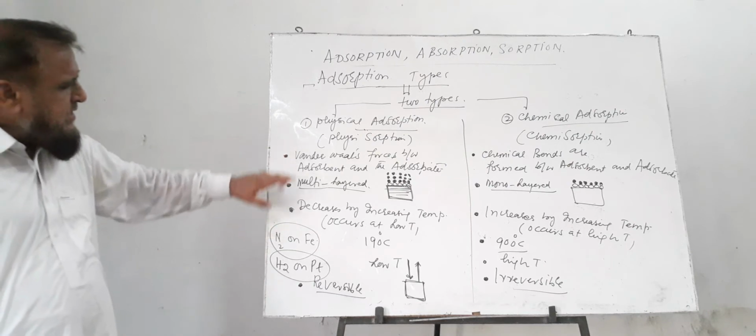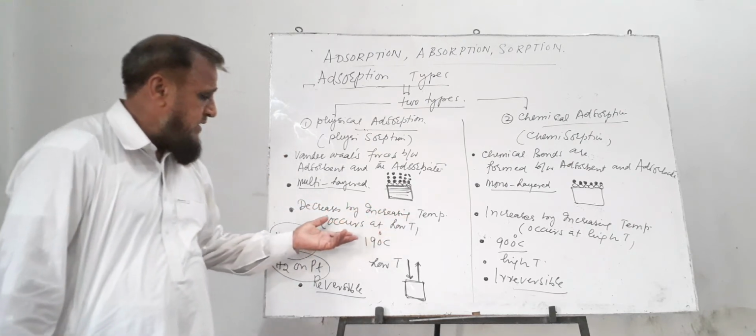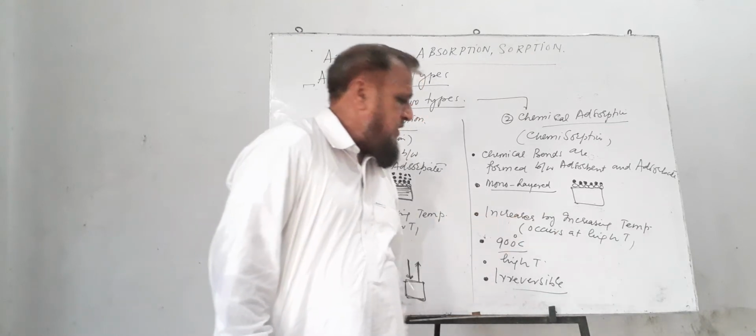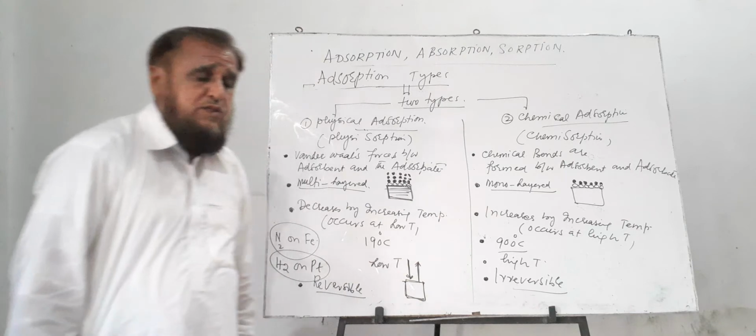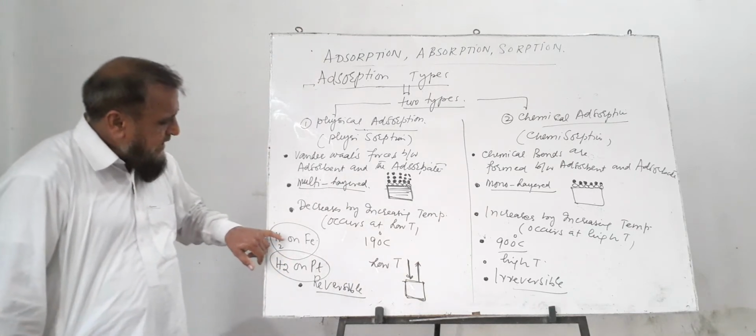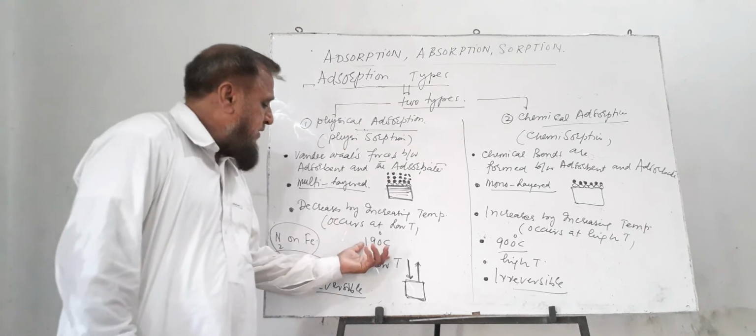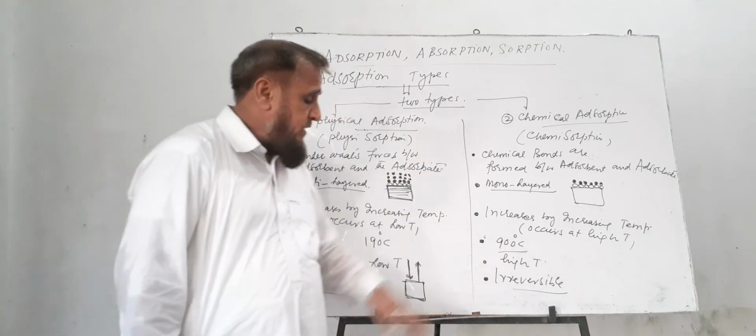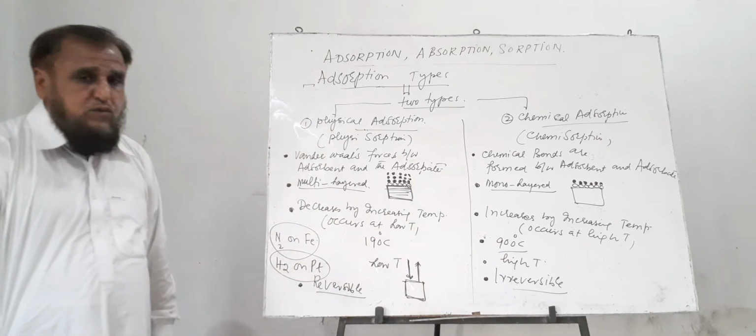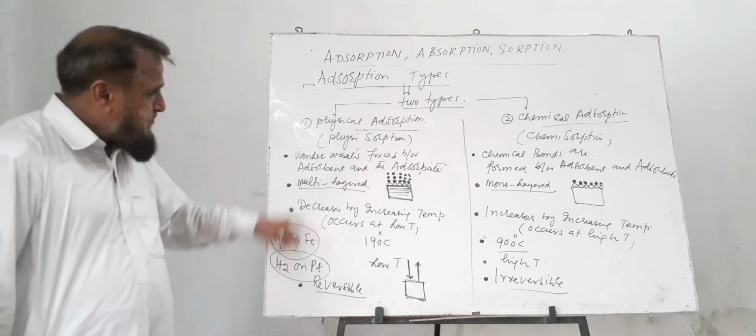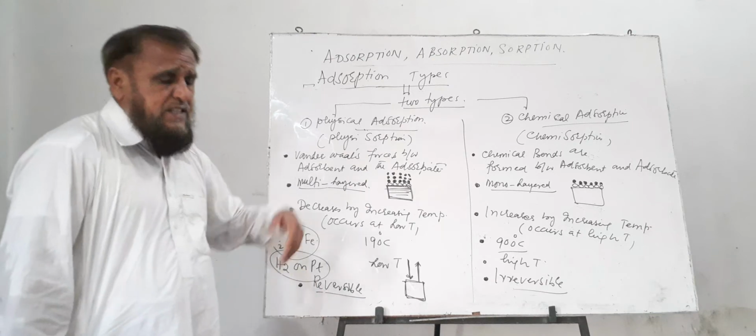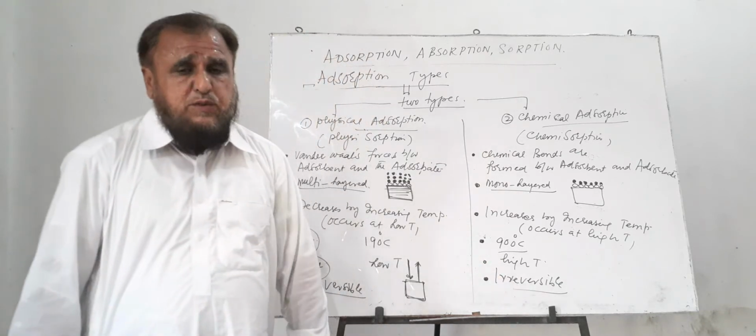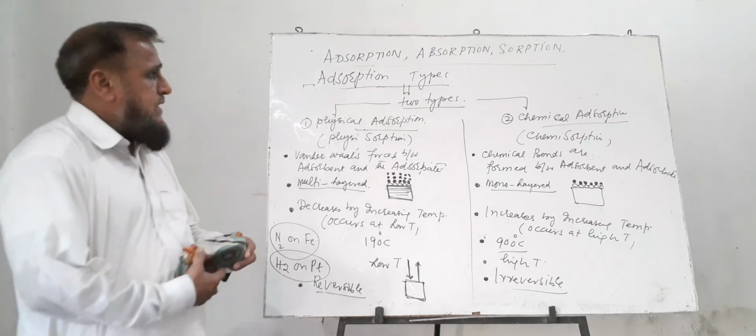Third difference is that the rate of physical adsorption decreases by increasing temperature, or we can say that it is more common at low temperature. However, chemical adsorption increases by increasing temperature, or we can say that chemical adsorption is favored at high temperature. An example is the adsorption of nitrogen on the surface of iron. Physical adsorption takes place at 190 degrees centigrade, but the same process changes to chemical adsorption at 900 degrees centigrade. Same is the case with adsorption of hydrogen on the surface of platinum. The fourth difference is that physical adsorption is a reversible process. Adsorption and desorption can be performed by controlling the temperature, however, chemical adsorption is an irreversible process. Once chemical adsorption takes place, it cannot be reversed.